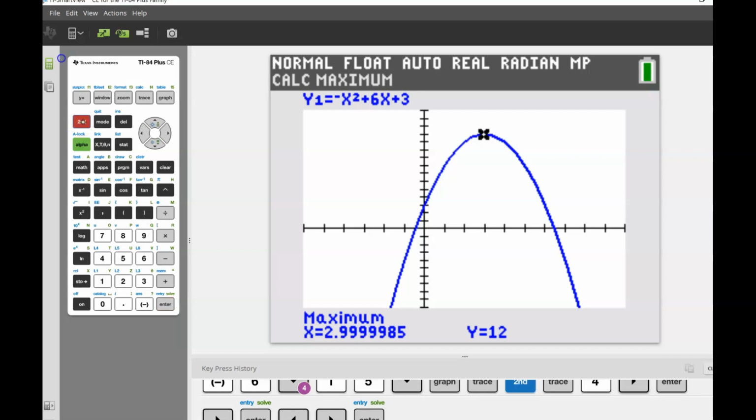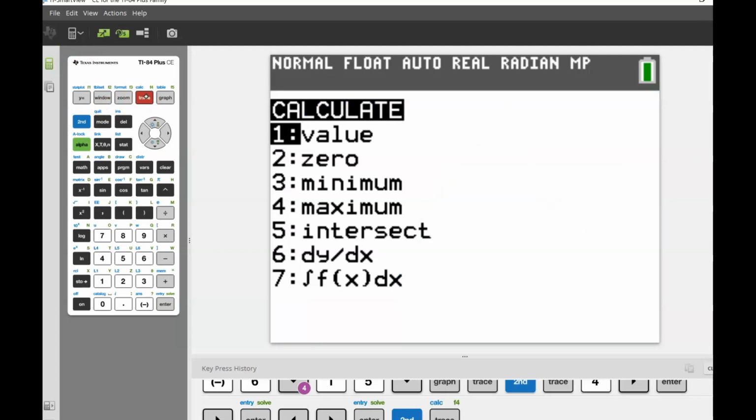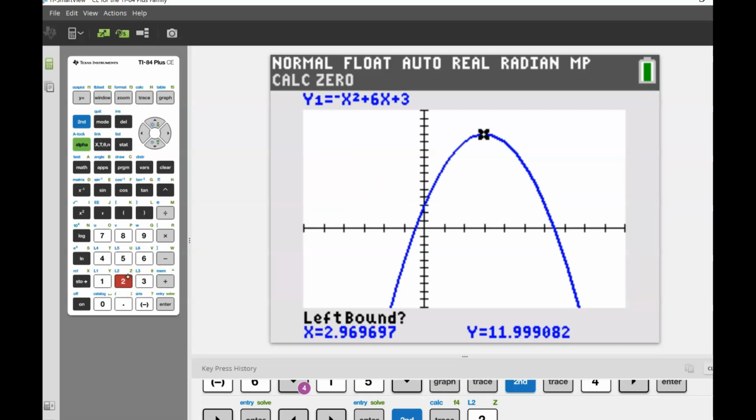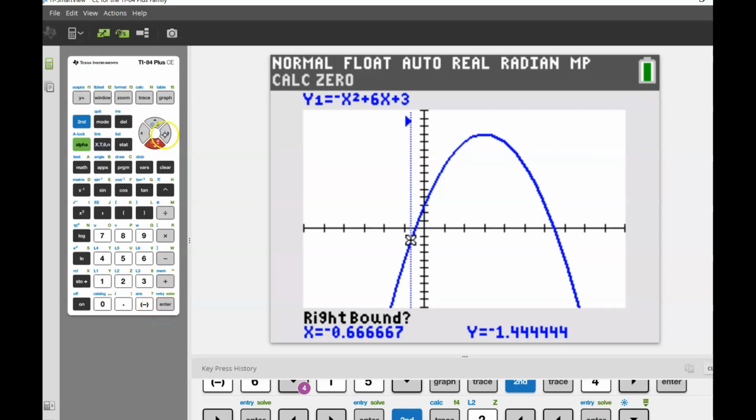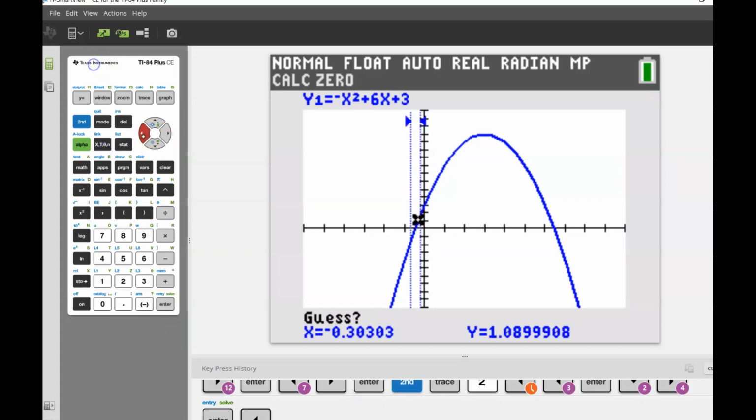So we're going to go back to that calculate menu. And this time I'm going to choose choice 2, which is a 0. Now there are 2 of them and it can't find both of them at the same time. It's going to go through a similar process as the vertex. So the first thing it's going to do is ask you for a left bound. So if you struggle with this, go to where you think the thing is that you want to calculate. So I'm trying to calculate this 0, the left x-intercept here, and then arrow to the left a few times, and then you'll know for sure you're to the left of that and press enter. Go back to it, and then arrow to the right a few times and press enter, and you have a good right bound. For guess, just get as close to it as you can.